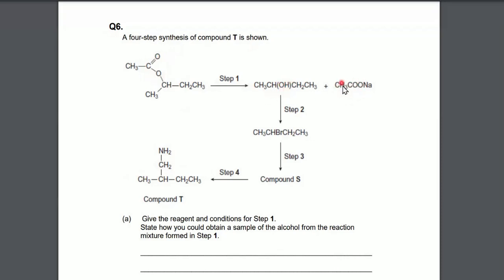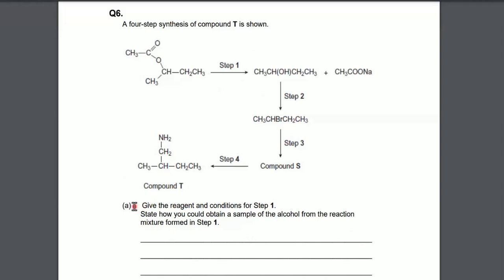So we've got some sort of reactant. In step 1, it's split into two different things, an alcohol and ethanoic acid. Then we've got a halogenoalkane at the end of step 2, and then an unknown compound S, and then we have some sort of amine at the end of step 4. So give the reagent and conditions needed for step 1, and state how you'd obtain a sample of the alcohol formed from the reaction mixture.